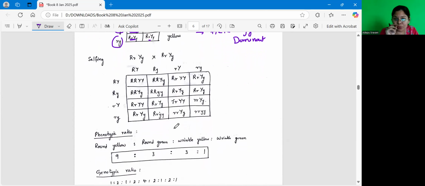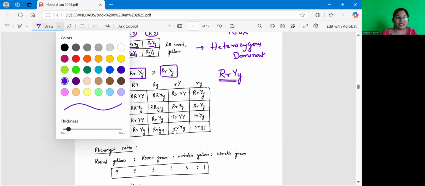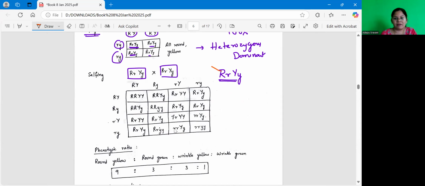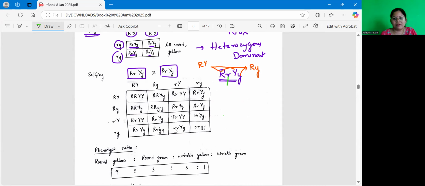Next, coming to the selfing again to get the F2 generation. Now here comes the problem. How to get the gametes here? Again, use the same trick. These are the parents we have. Clear? Now from this parent, I have to get the gametes. So what do I have to do? This R will go with Y, so capital R, capital Y. Again, this R will go with this y, so capital R, small y. Then small r will go with this Y, so small r, capital Y. And small r will go with this y, so small r, small y.